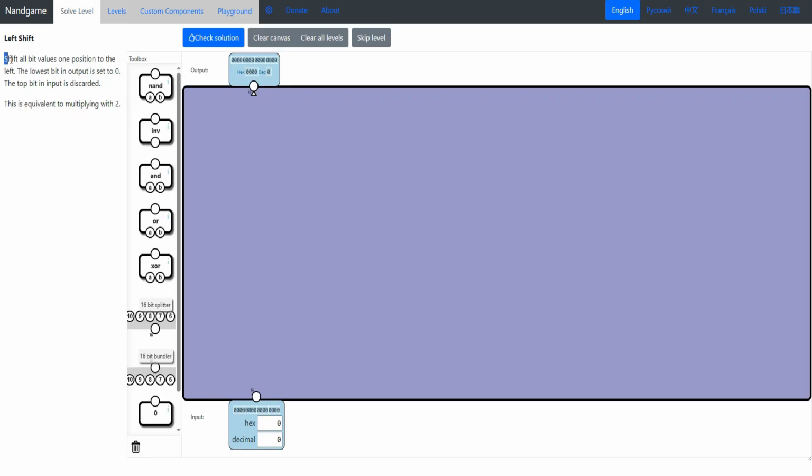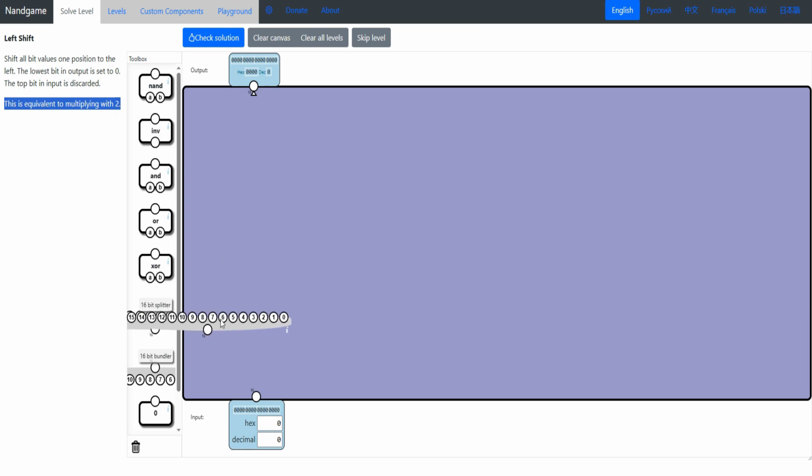We're going to do left shift. Shift all bit values one position to the left. The lowest bit in the output is set to 0, and the top bit is discarded. This is equivalent to multiplying. And again, we talked about that when we wrote that algorithm back in the software section. So this is actually pretty easy to do.